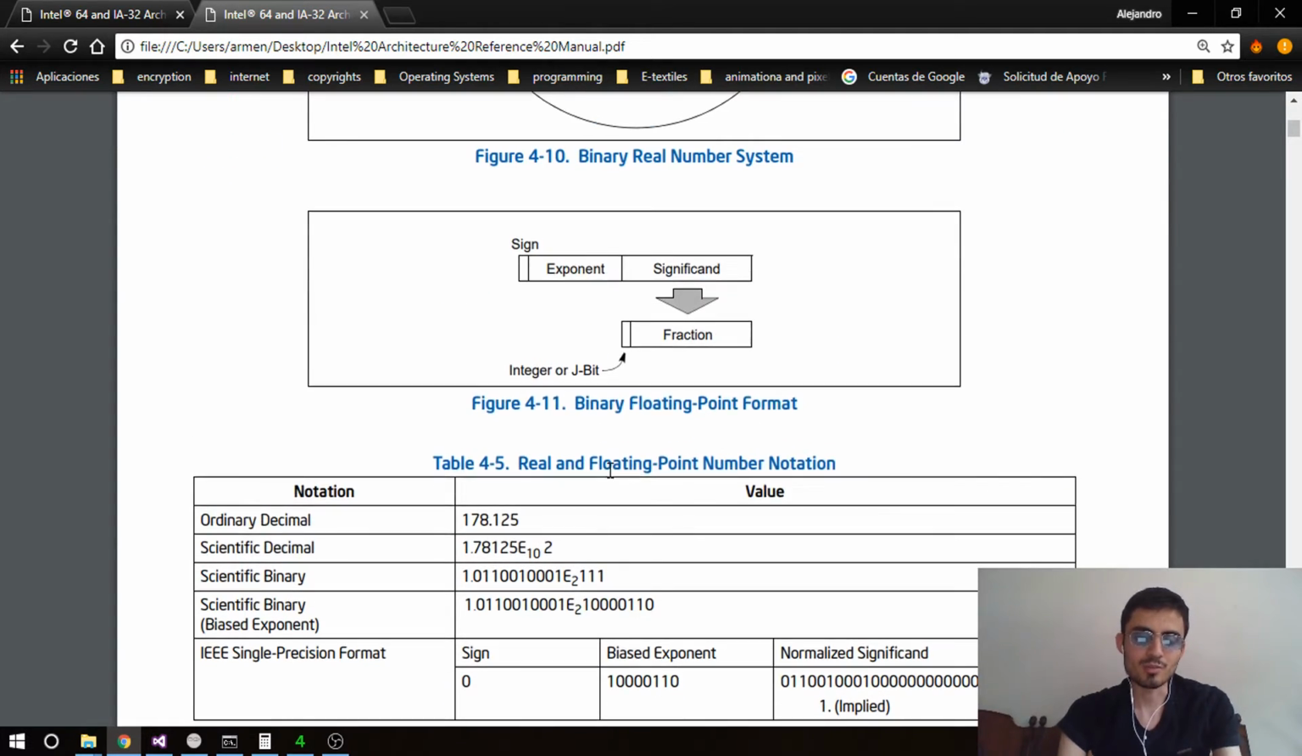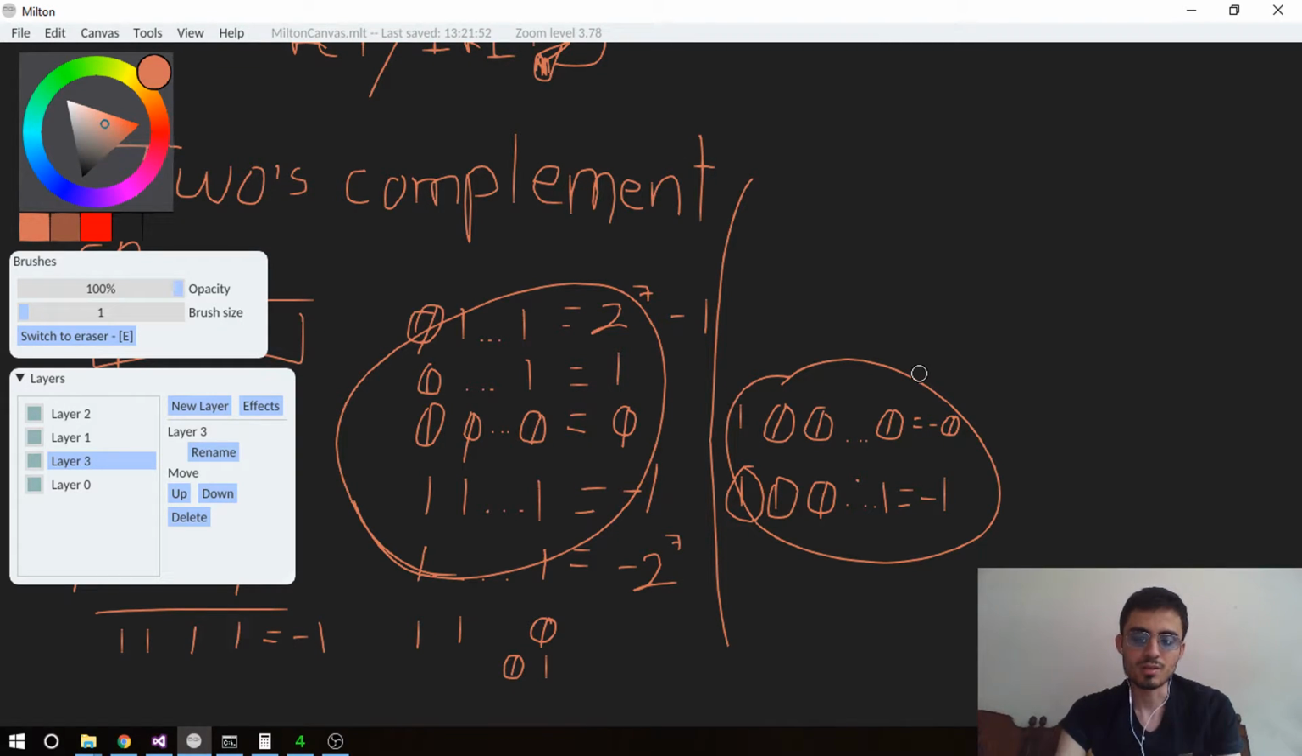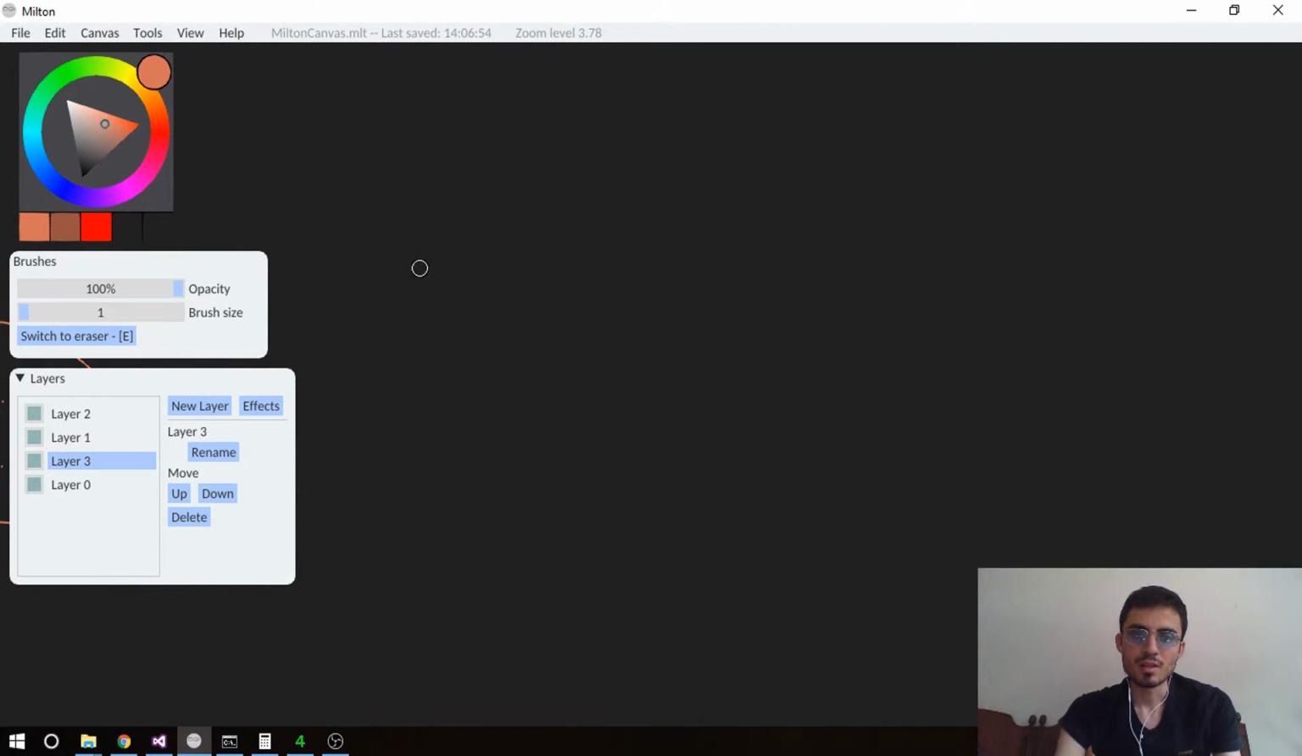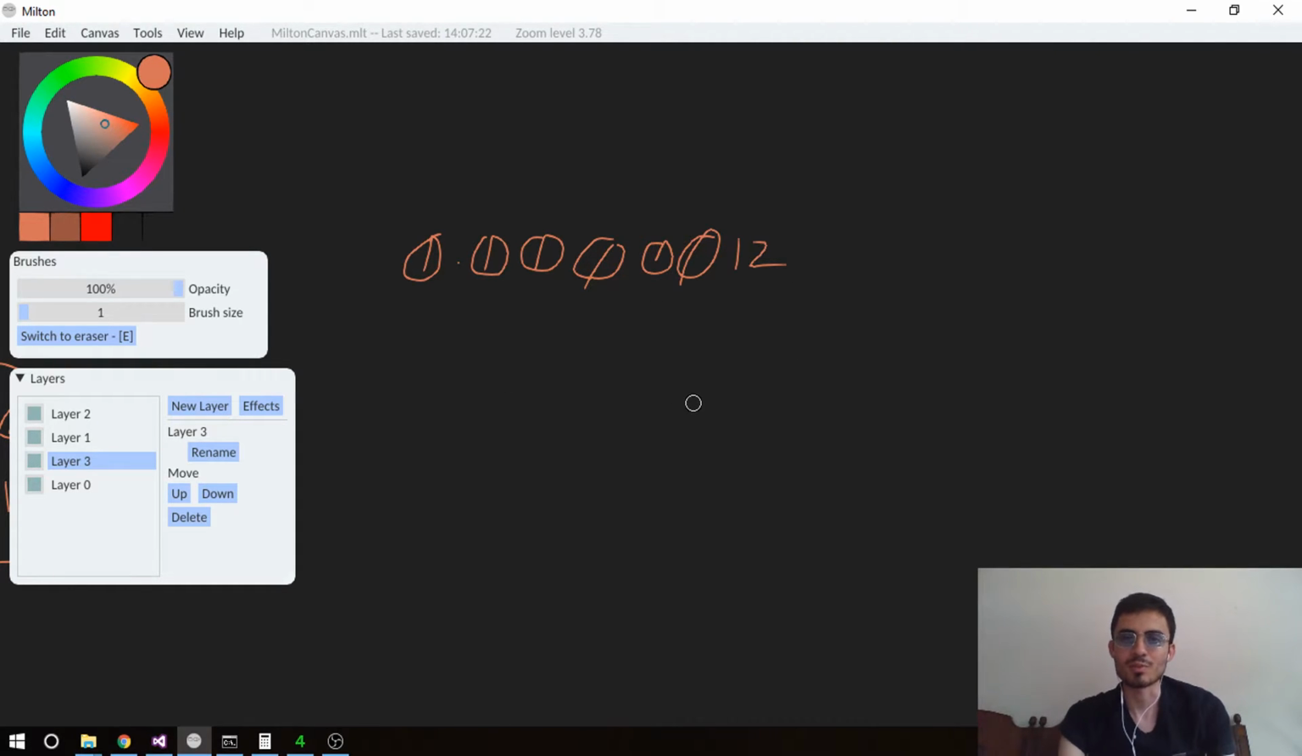And the reason is, we can see it really clearly here. I'm going to do it in decimal, because in binary it's going to be bananas. Say I have 0.0000012. This is the number I want to represent. This is my real number, and I want to represent it in floating point.